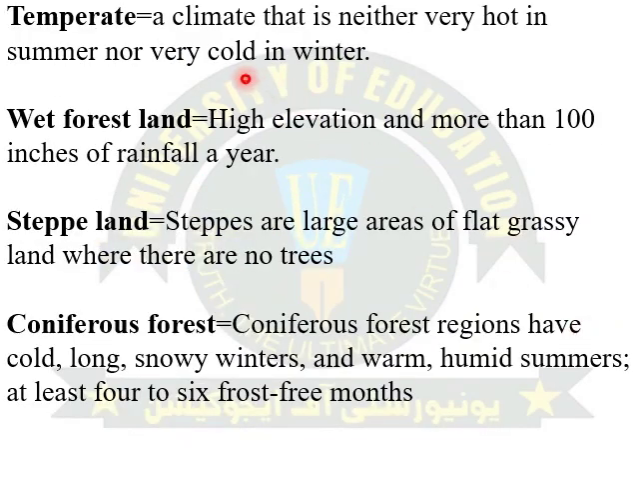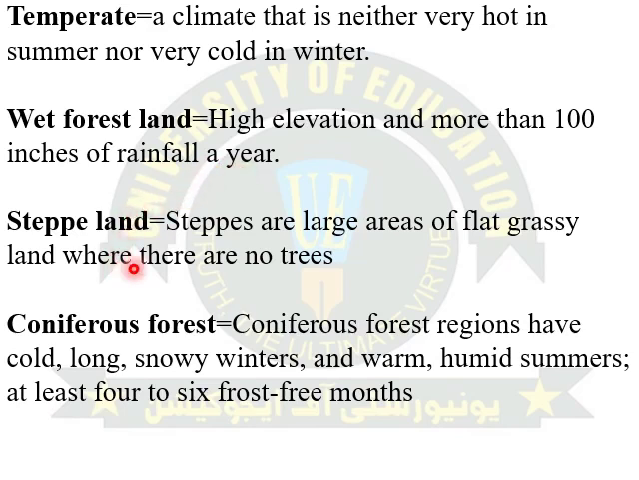Students, here is the basic introduction of all of these terms that you have seen in the above slide. First of all, the temperate region is basically a climate that is neither very hot in summer nor very cold in winter. Next is wet forest land. Wet forest land is basically present at high elevation points and has more than 100 inches of rainfall in one year. These are the basic physical ingredients for the wet forest.